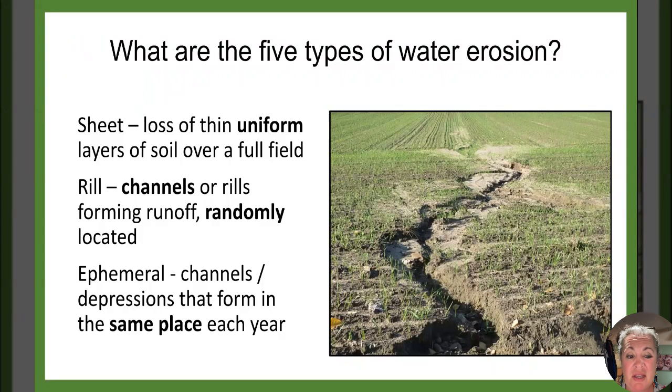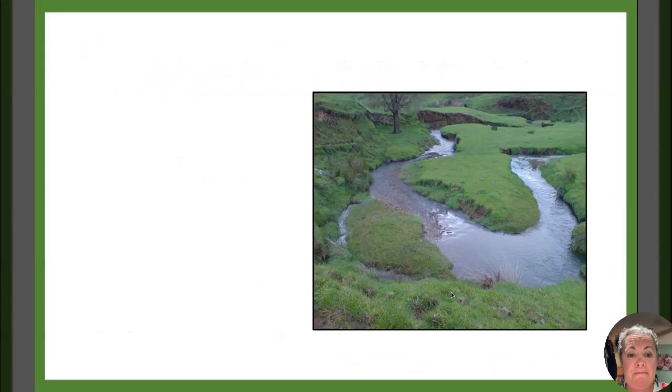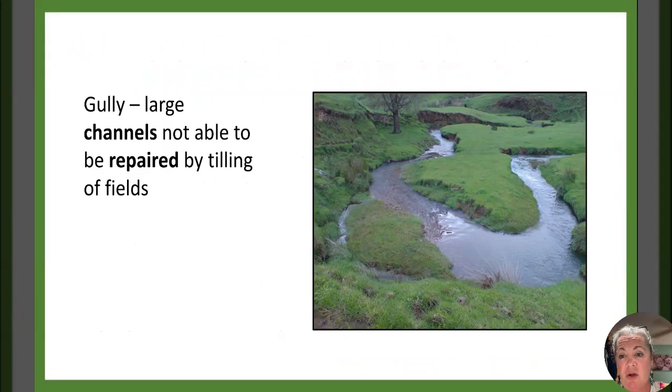And this may happen year after year when there's a heavy rain in a particular area, and then you begin to see the evidence of water erosion, not just for a season, but over and over, and maybe multiple seasons in a row. Then we have gullies.